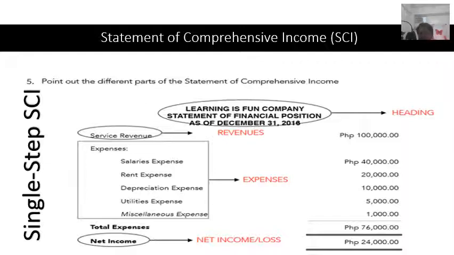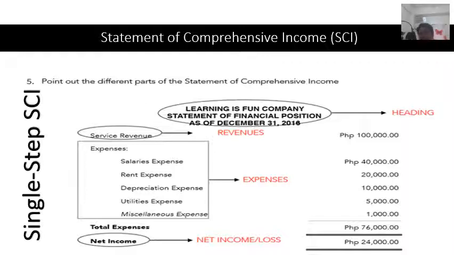is applicable to a service type of business. So this is a sample statement of comprehensive income of a service business. So what are the parts? Let's identify the parts of the statement of comprehensive income. Of course, it has parts too. So first is the heading. Just like the heading of the statement of financial position, our heading also has 3 line items. First is the name of the company, Learning is Fun Company. Then the second is the name of the statement.